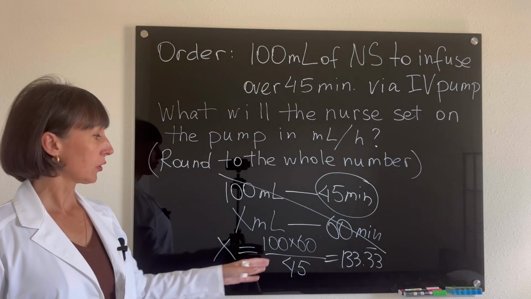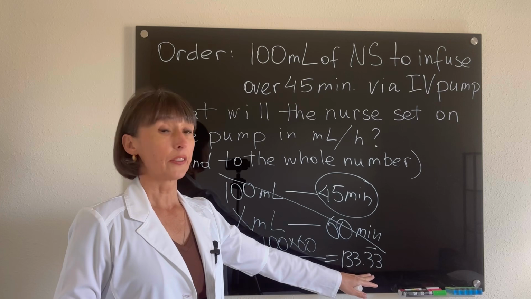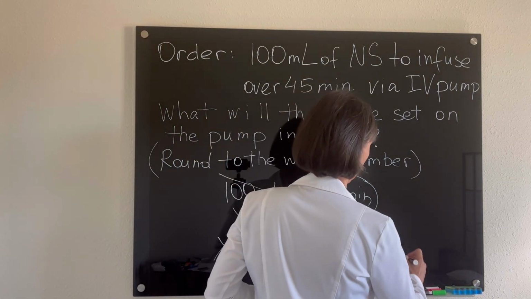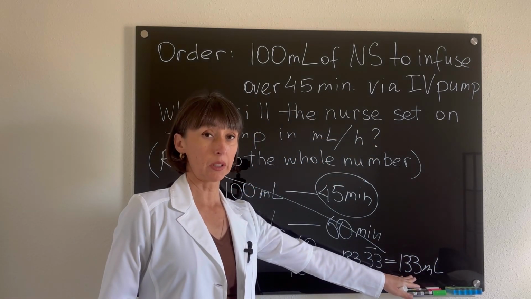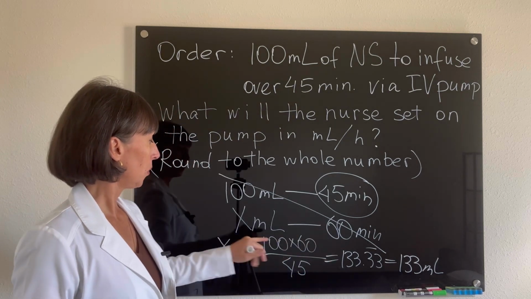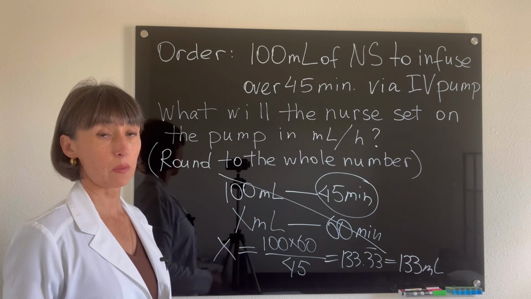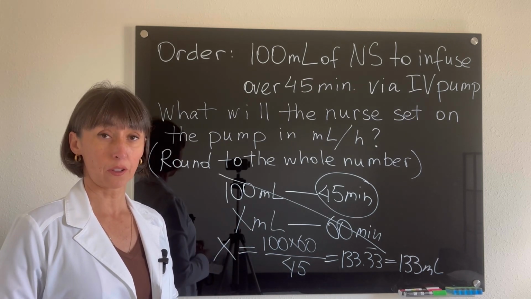And on your calculator, you will get the number 133.333 repeated. After rounding to the whole number, we get 133 milliliters. And that's our answer. In 60 minutes, we will be infusing 133 milliliters. So 133 milliliters per hour is what the infusion pump is going to be set for.